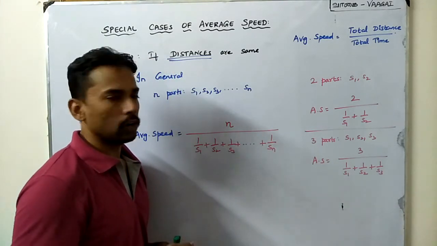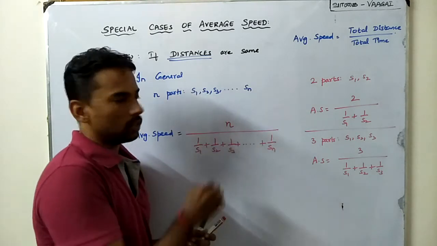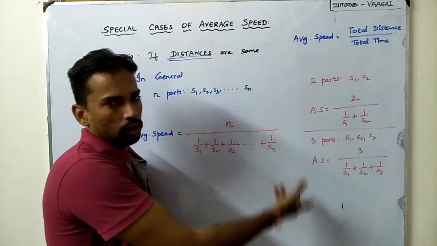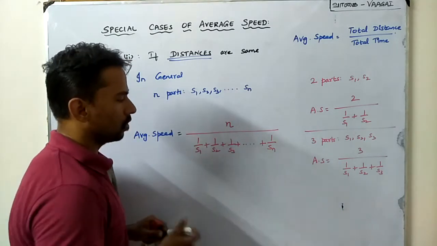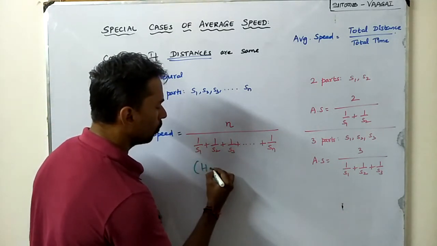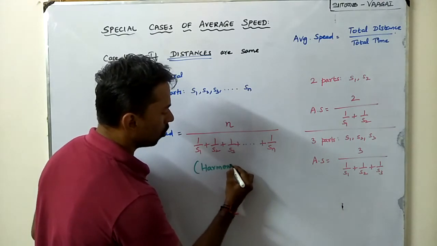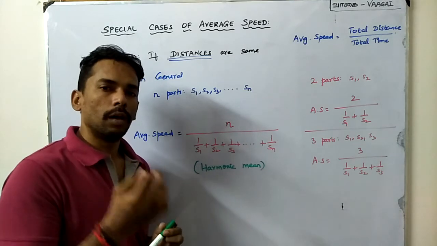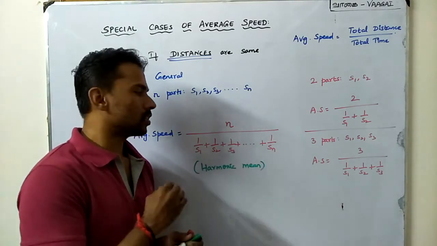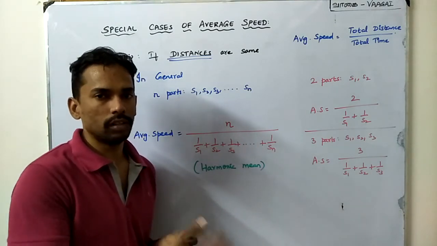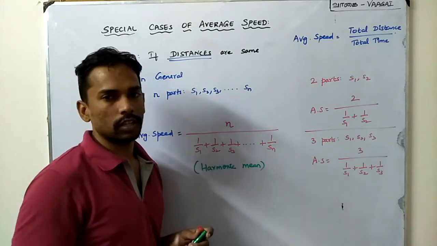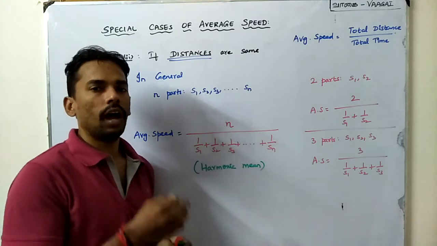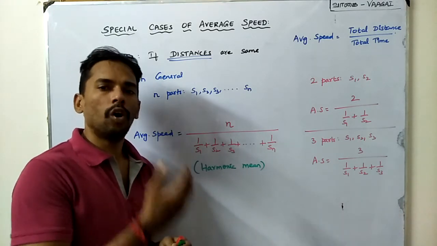So actually what we are doing is taking the number of parts in the travel divided by the sum of the reciprocals of the speeds. In mathematics, we call this expression the harmonic mean. What does harmonic mean mean? It is the number of elements divided by the sum of the reciprocals of the elements. This is what we call the harmonic mean. So if distances are the same, then the average speed will be nothing but the harmonic mean of all the speeds.